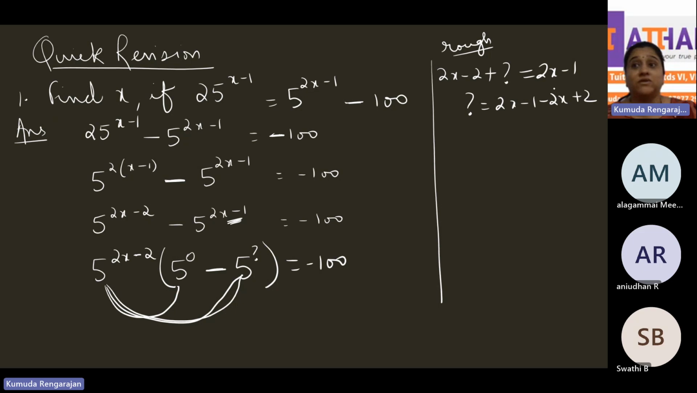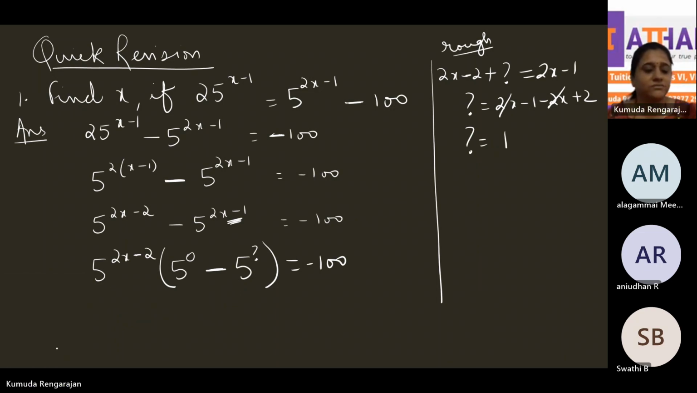So that question mark will be 2x minus 1 minus 2x plus 2. Oh, plus 2. I wrote minus 2 by mistake. Minus 2 will come to the other side as plus 2. Yes or no? So 2x minus 1 minus 2x plus 2. So this will be 2x and minus 2x gets cancelled. 2 minus 1 is 1. So that question mark is 1, children.